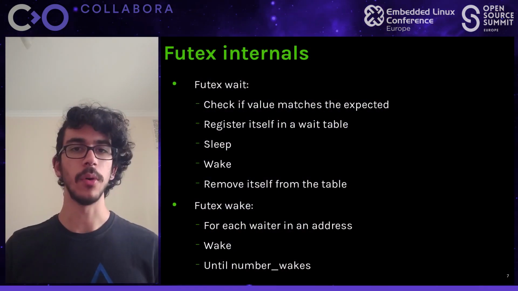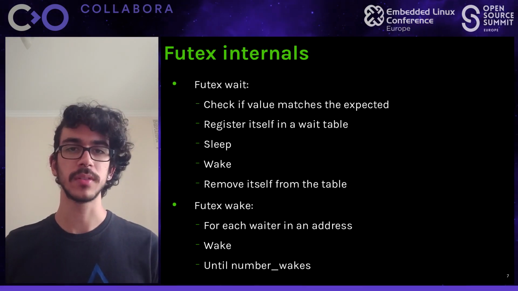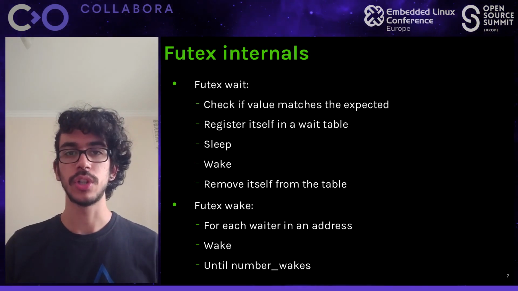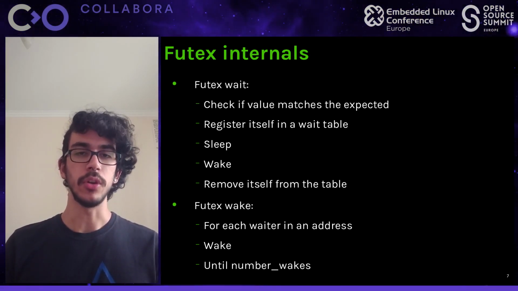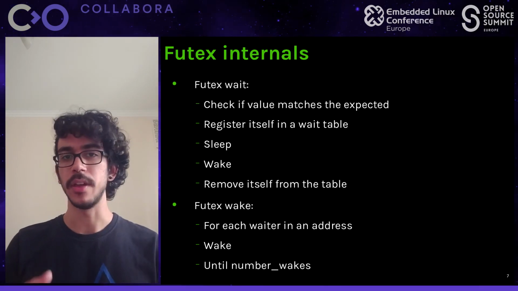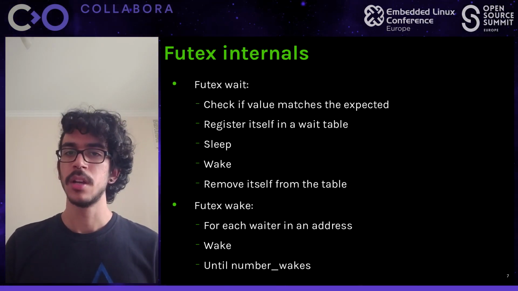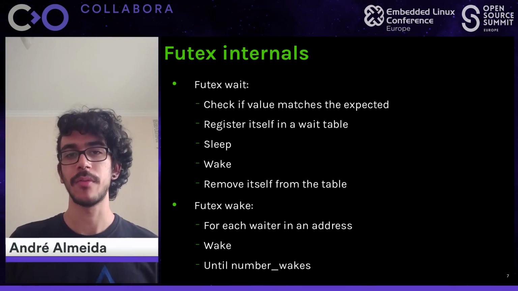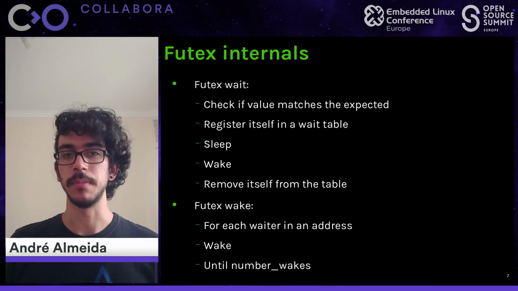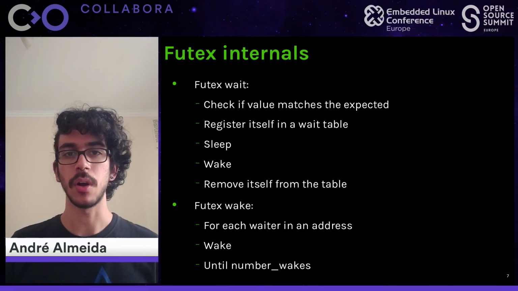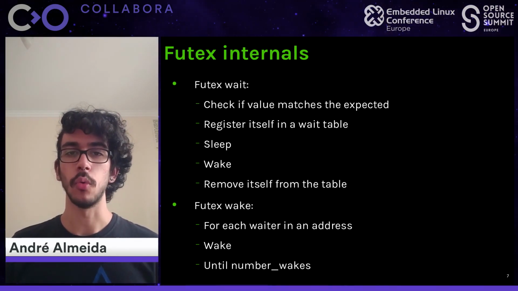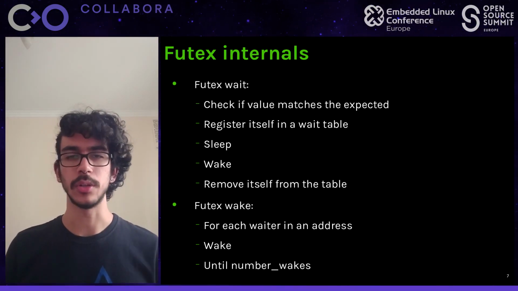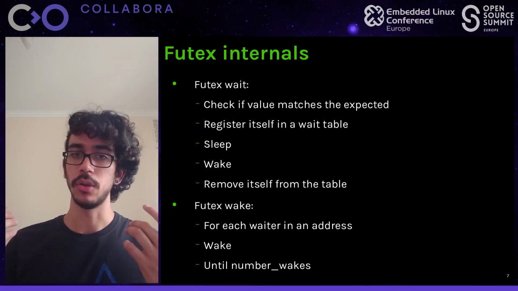So now I want to talk about how the Futex works on the kernel side. For the wait, the first thing you do is check if the value at the user space address matches what the user is expecting. If this is not true, you just return immediately with an error. However, if this is true, you will sleep. But before doing that, you register yourself on the wait table, so the waker thread will know where to find you. And then you are ready to sleep, and then eventually you will wake.